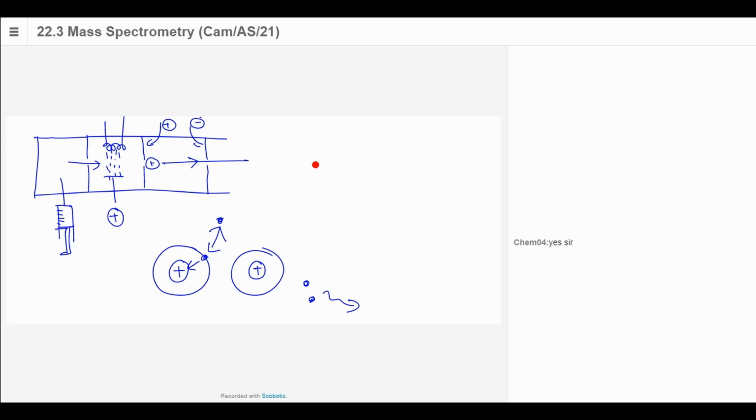The particle travels in straight lines in a mass spectrometer because the whole instrument, especially in this region, is under vacuum, right? Because in a vacuum, there is no air molecule, so the particle travels in straight lines.